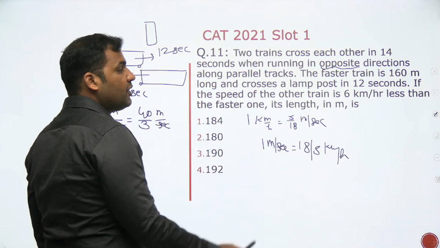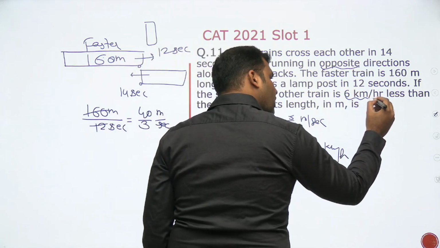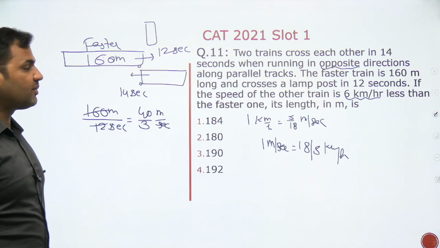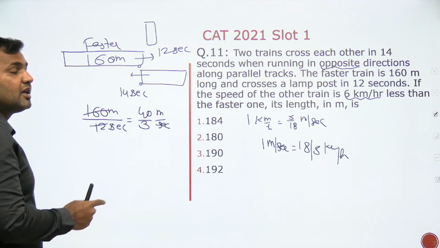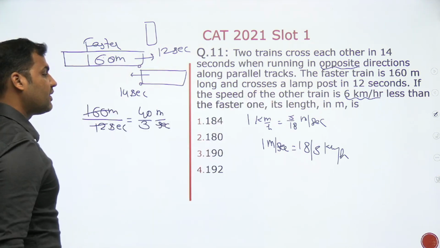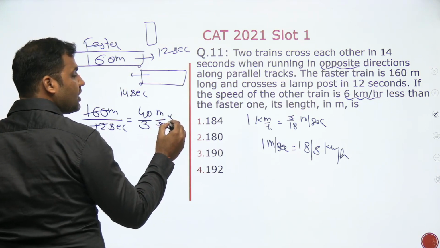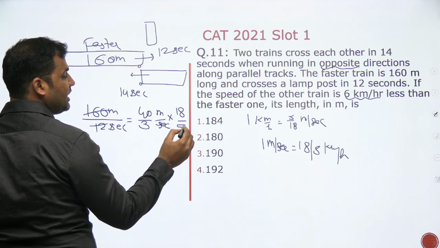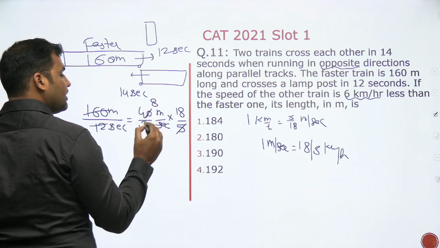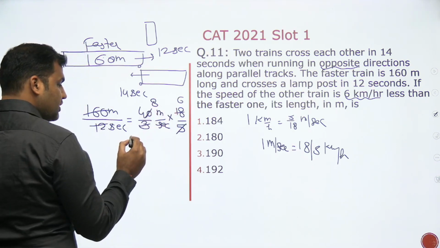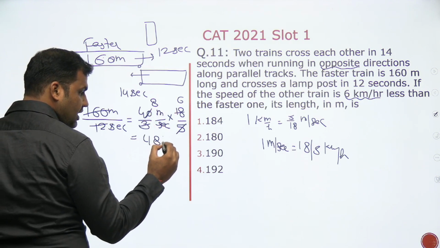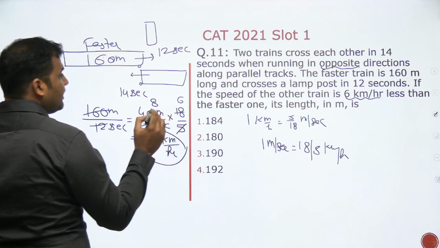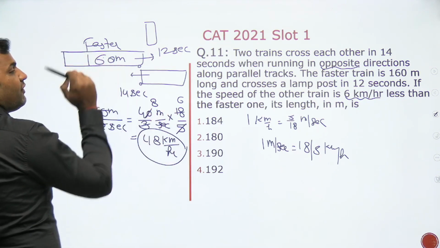Why? Because the comparison between both of these two speeds is given to you in terms of kilometer per hour. दोनों स्पीड्स के बीच का स्पीड का जो रिलेशन है वो किलोमीटर पर आवर के टर्म्स में दिया हुआ है. So first you convert it into kilometer per hour by simply multiplying it by 18 by 5. This gets cancelled on 8, this gets cancelled on 6. So you see that this is 48 kilometer per hour. This is the speed of the faster train.